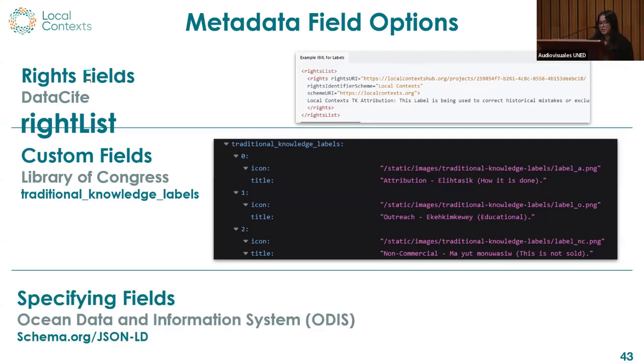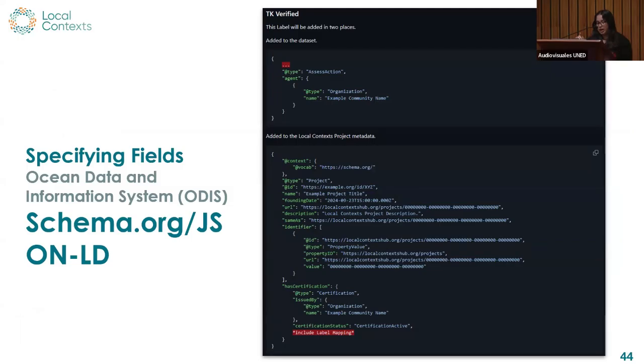So until a space for Indigenous voices is standardized within metadata spaces, another solution would be to utilize already existing fields that specify how data can be used. An example of this that I would like to show is the work that I've been doing mapping each of the labels and notices into schema.org. With the help of ODIS, the Ocean Data Information System, we've been going through schema.org and mapping each of the labels and notices to fields that are already available, based on the intent of the label or notice.